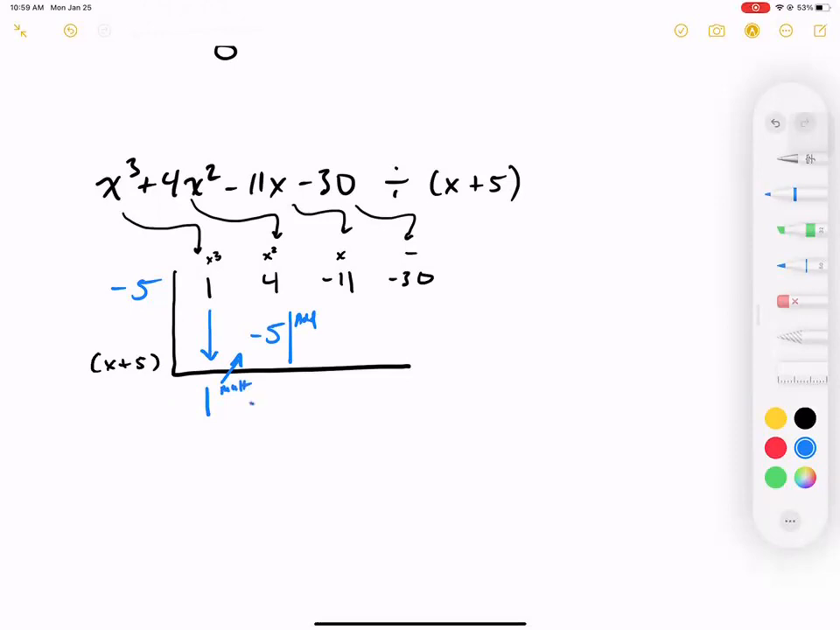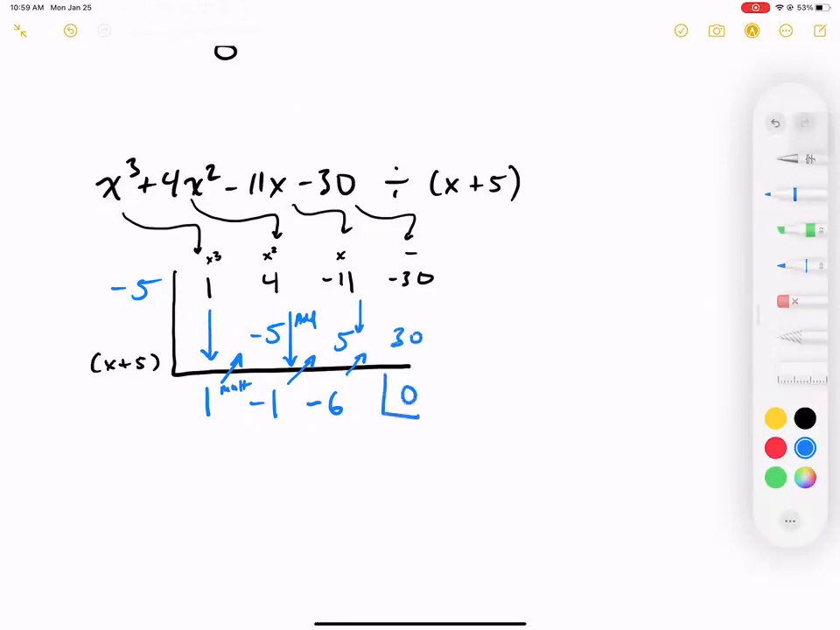4 minus 5 is -1. Multiply up to become a positive 5. -11 plus 5 is -6. Multiply to go back up. Add down, multiply up. We end up with positive 30. And -30 plus 30 is 0.